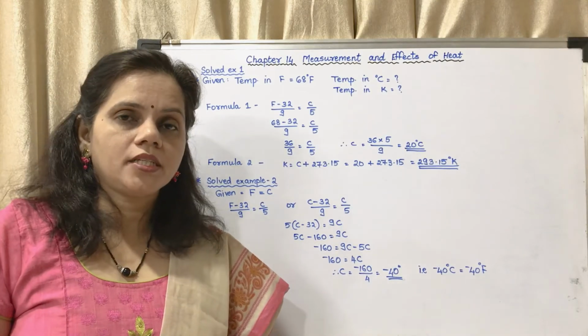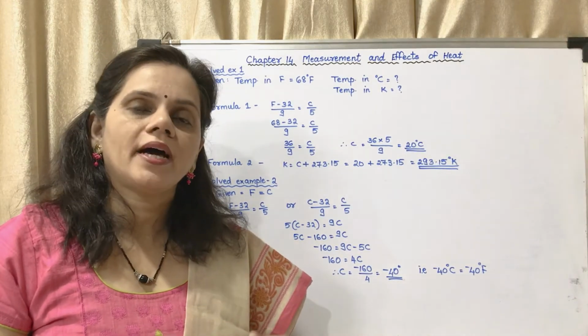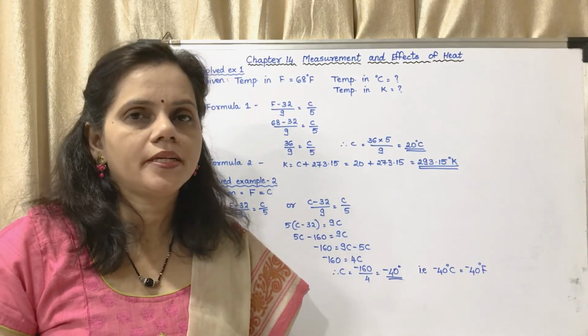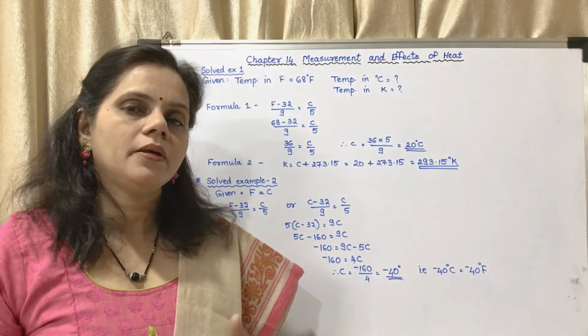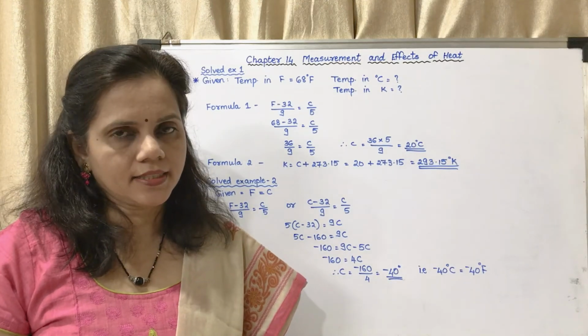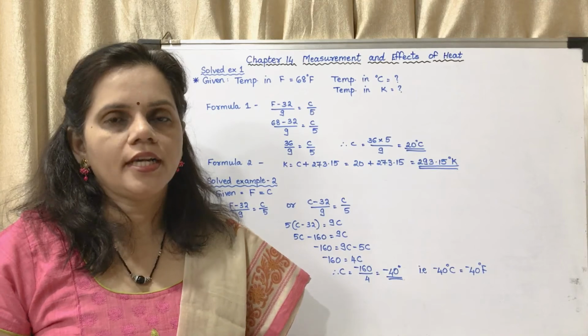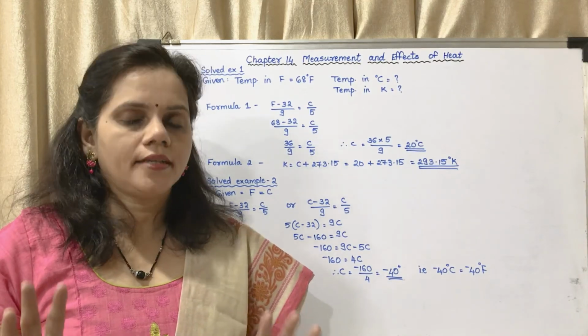So when the temperature of a substance is -40 degree Fahrenheit, what will be the temperature in degree Celsius? It will be -40 degree Celsius. It is possible only at -40, not at any other numbers.